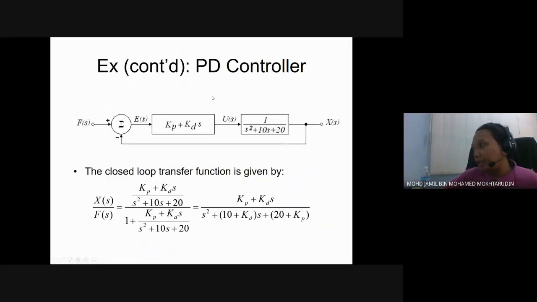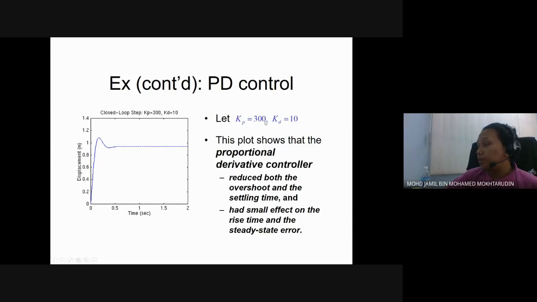Okay, so you add a D controller or derivative controller to the Kp, to the proportional. The transfer function will change slightly. And then you try to use Kp equals 300 and Kd equals 10. Then try to plot the time response. You will see here that the overshoot now has reduced and the settling time also reduced, becoming faster.